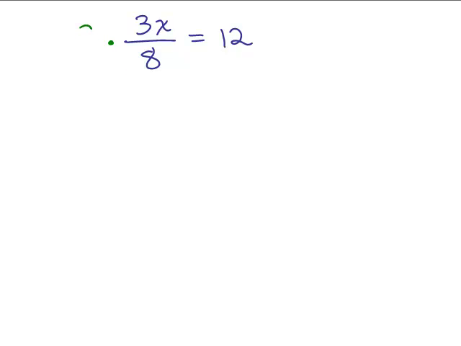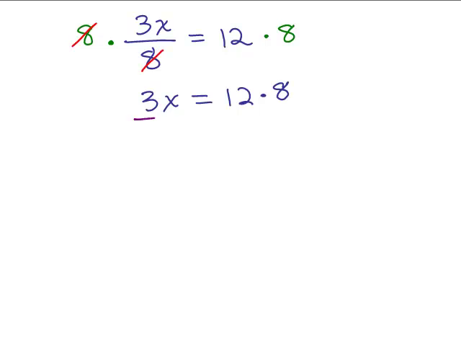So I multiply both sides by 8 because that's the least common denominator. There's only one denominator. And let's see what happens here. The 8's cancel. So I have 3x equals 12 times 8. Now I could multiply that out, but I'm going to leave it as 12 times 8 for the moment, and here's why. My next step to solve for x would be to divide by 3, right?